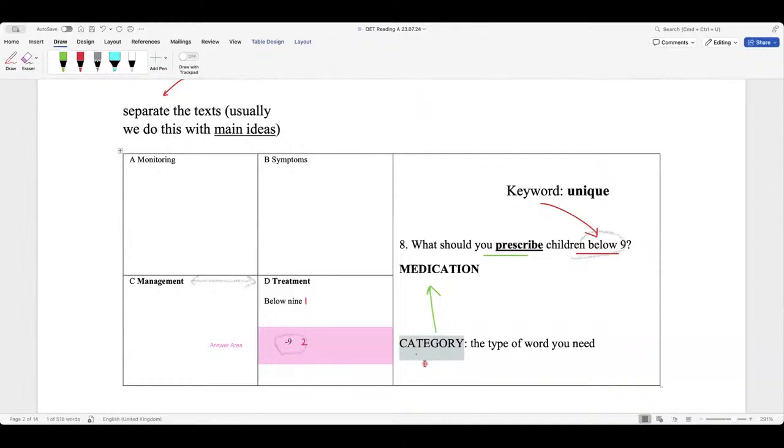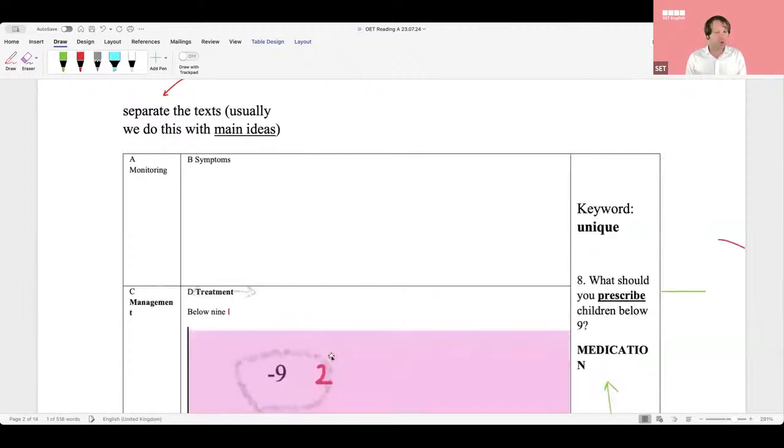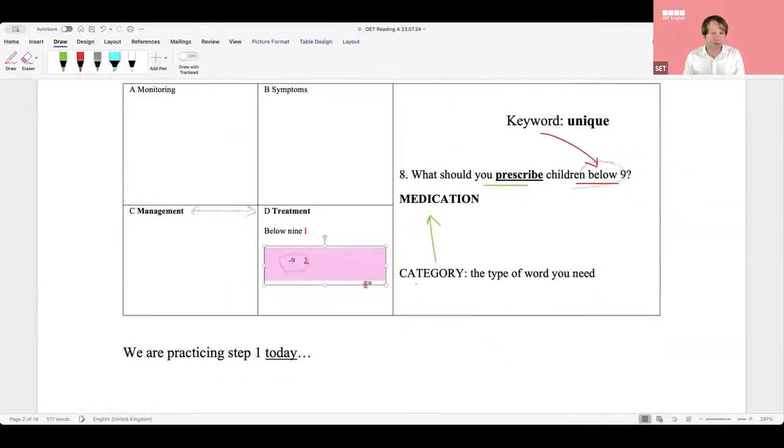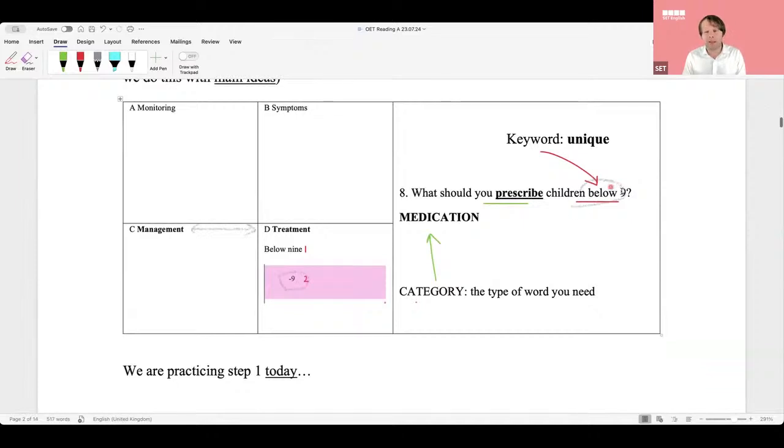Now, this is really, really good because of what often happens. I always ask this, but I'm going to ask again: does anyone ever forget the question? Always. So the big problem is that you find your keyword, but you forgot your question. Now you need to reread the question, and it's taking more time. With the category, you do not need to worry about that. For example, below 9, medication.